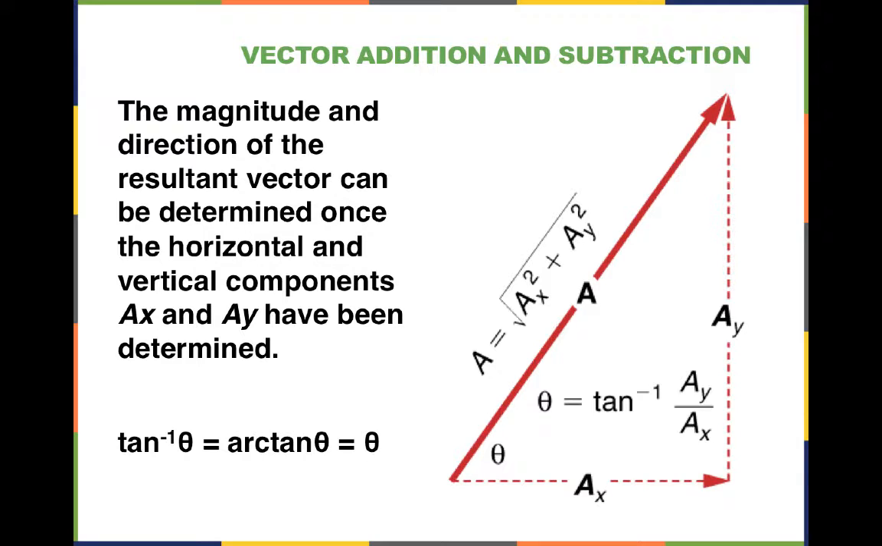A, by Pythagoras' theorem, is always going to be the square root of the sum of the squares of the two sides, AX and AY. Theta is going to be the arctangent, or tangent minus 1, of AY divided by AX, which is the opposite divided by the adjacent.